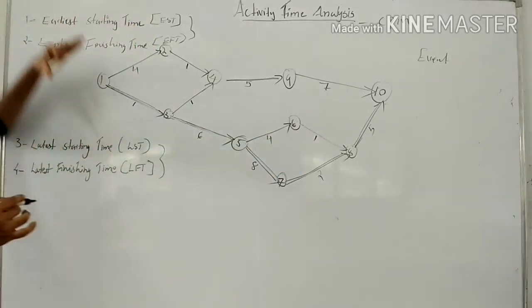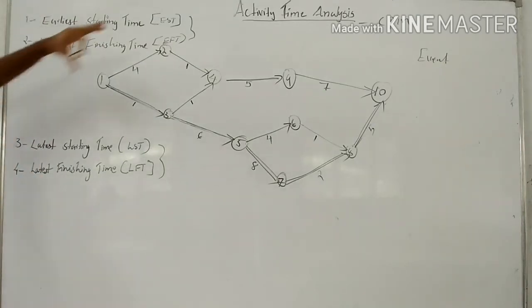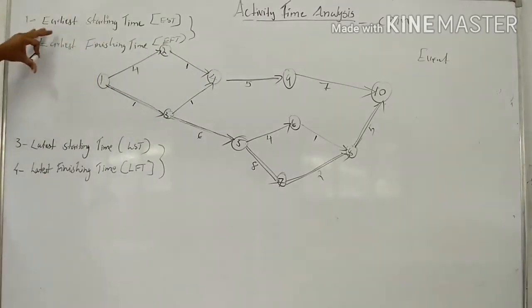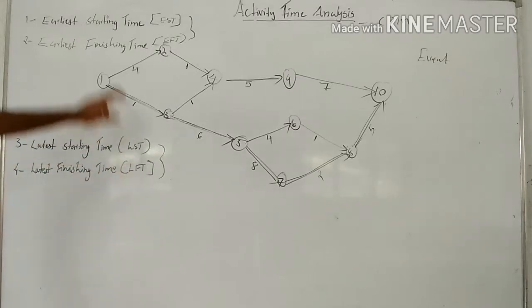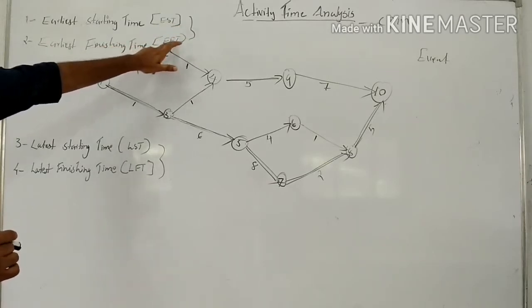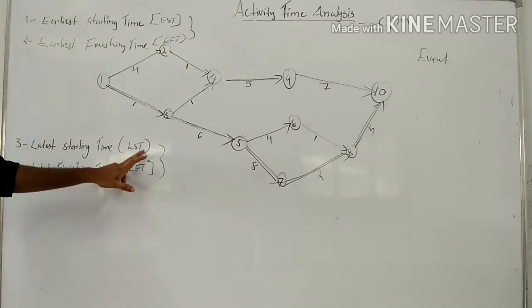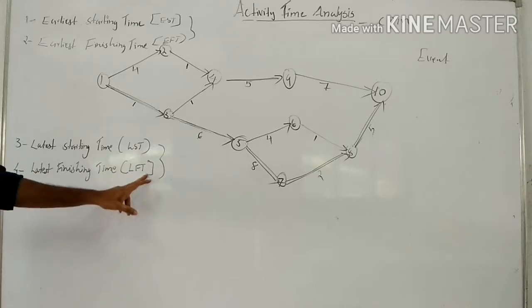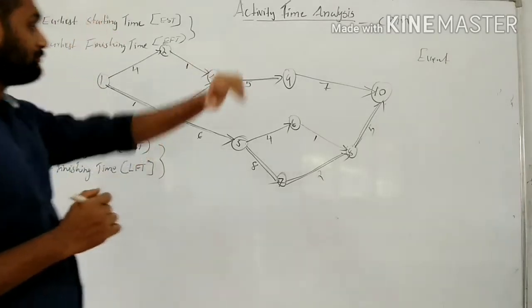So we have four types of analysis, four times in activity time analysis. They are earliest starting time, earliest finishing time, latest starting time and latest finishing time. Earliest starting time or EST, EFT earliest finishing time, LST latest starting time and LFT latest finishing time. These all are related with the activity time.